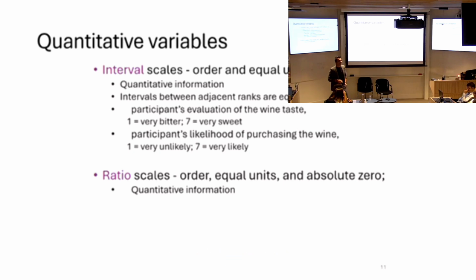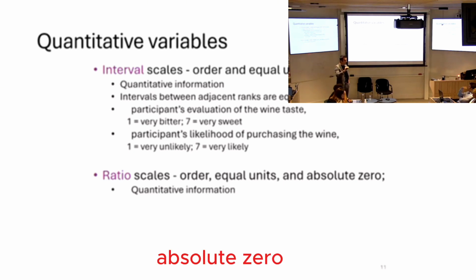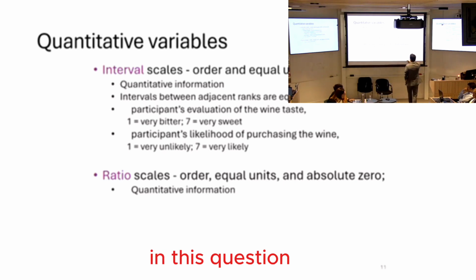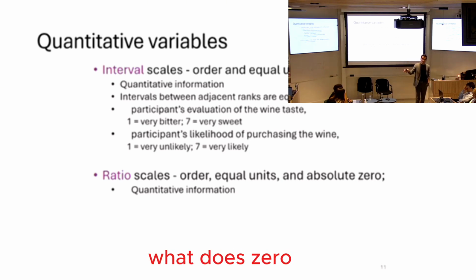Great. Yes, so ratio scale has an absolute 0. Not perfect, but absolute 0. So what is absolute 0? For example, in this question, if you look at the wine taste, participant evaluation of the wine taste, from 1 to 7, very bitter, very sweet. If you put 0 there, what does 0 mean? Like disaster, or really bitter or something. So you actually start from 1, and putting a 0 there doesn't mean anything, right?